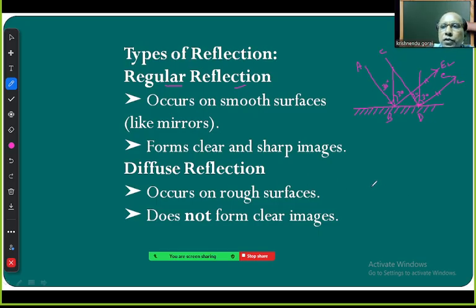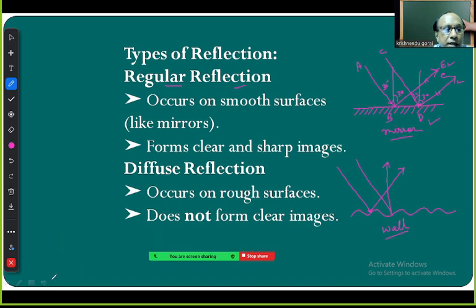And diffuse reflection. What is diffuse reflection? Diffuse reflection is like this. Suppose there is a rough surface. This is for a smooth surface, for example, a mirror. In a mirror, regular reflection always takes place. But in case of diffuse reflection, there is a rough surface like this. Suppose there is an incident ray here, reflected back in this direction. And if a parallel incident ray goes here, the reflected light will not be parallel to this light, right? This is what we call diffuse reflection, which occurs on rough surfaces and does not form clear images, like a wall. On a wall we get diffuse reflection, right?